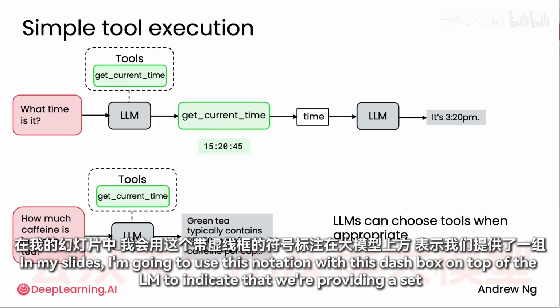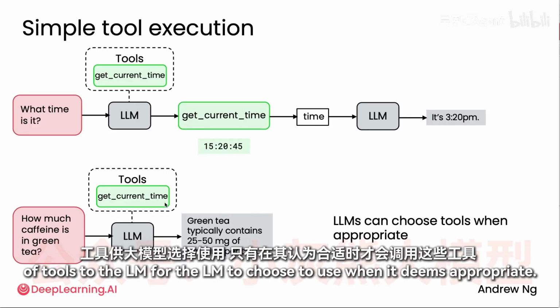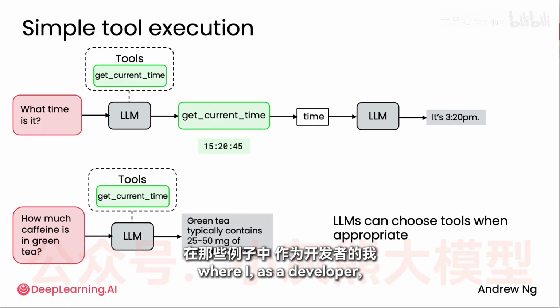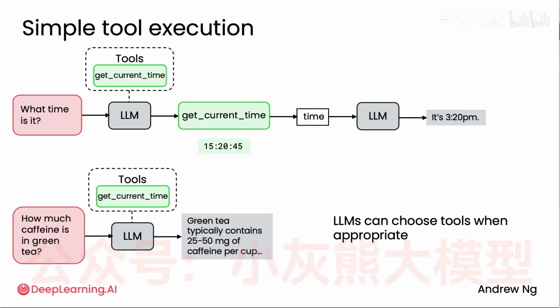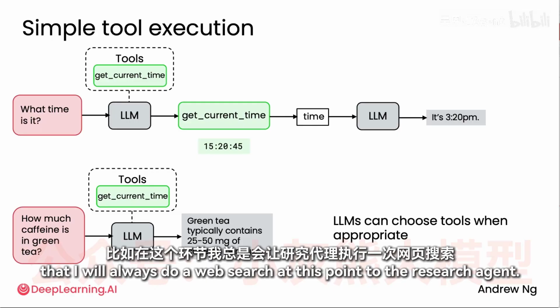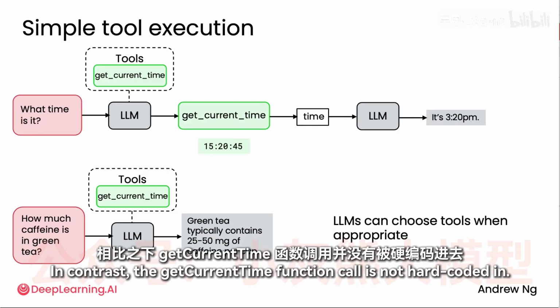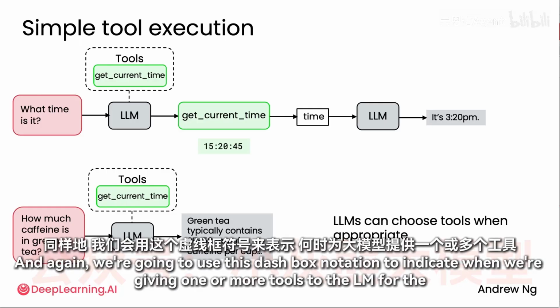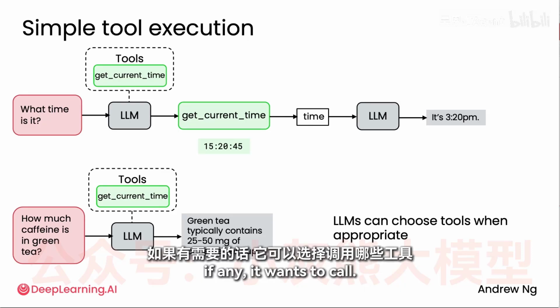In my slides, I'm going to use this notation with this dash box on top of the LLM to indicate that we're providing a set of tools to the LLM for the LLM to choose to use when it deems appropriate. This is as opposed to some examples you saw in earlier videos where I, as a developer, had hard-coded in, for example, that I will always do a web search at this point in the research agent. In contrast, the getCurrentTime function call is not hard-coded in. So it's up to the LLM to decide whether or not it wants to request a call to the getCurrentTime function. And again, we're going to use this dash box notation to indicate when we're giving one or more tools to the LLM for the LLM to decide what tools, if any, it wants to call.